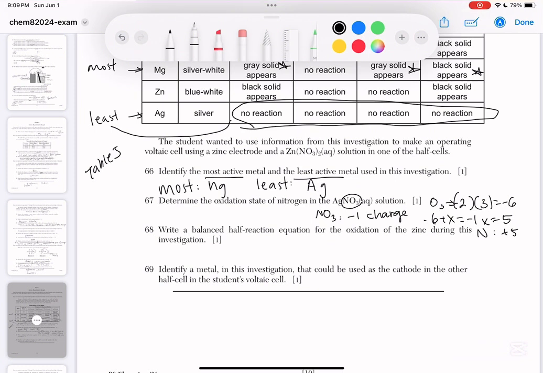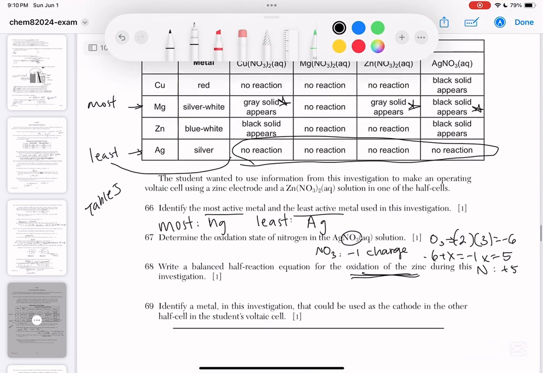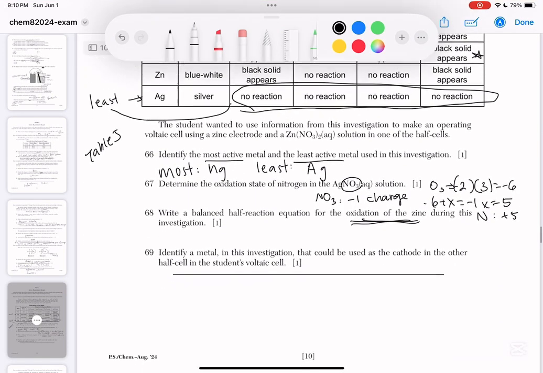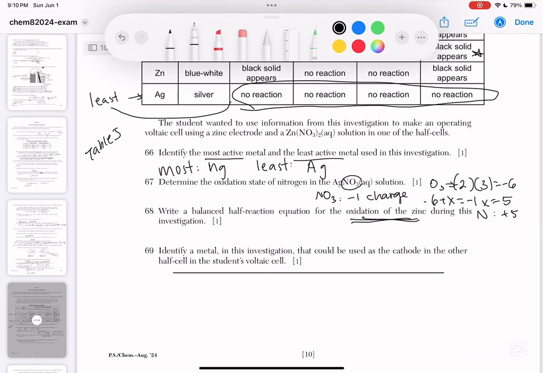The balanced half reaction for oxidation. So the most important word here would be oxidation, because that tells you that the zinc is losing electrons. So the zinc metal has to be on the left, and then the electrons along with the zinc ions have to be on the right side of the reaction, the arrow.